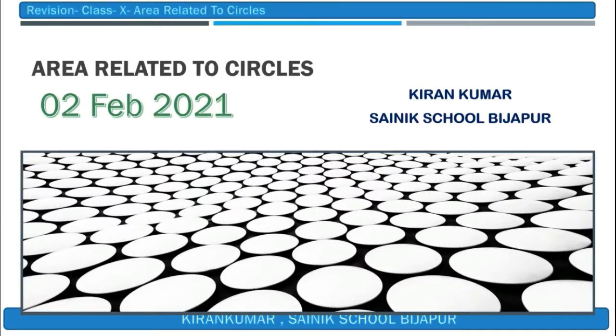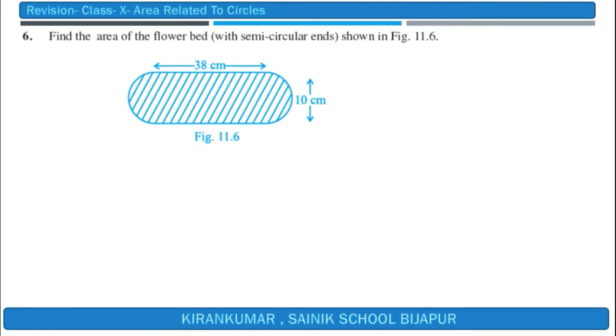Hello students, let us continue the session on revision in the chapter area related to circles. I had given a question in the previous session for you to try. We shall discuss that question first. That was question number 6. Find the area of the flower bed with semicircular ends as shown in the figure.